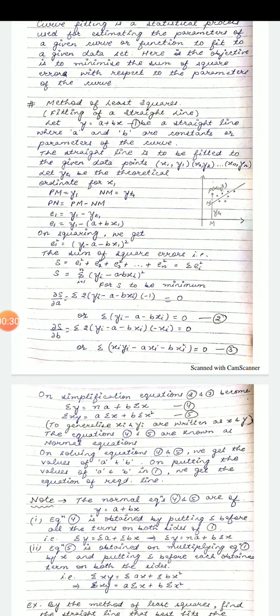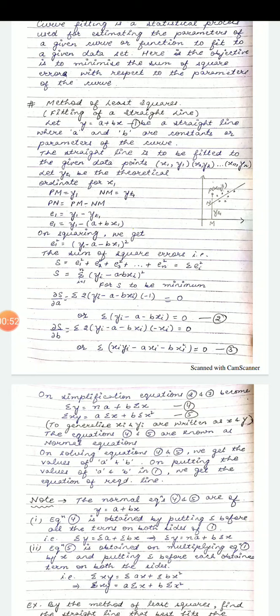Let y is equal to a plus bx be a straight line, where a and b are constants or parameters of the curve. The straight line is to be fitted to the given data points (x1, y1), (x2, y2) up till (xn, yn). Let yt1 be the theoretical ordinate for x1. From the figure it is also clear there is a cluster of points around the line.